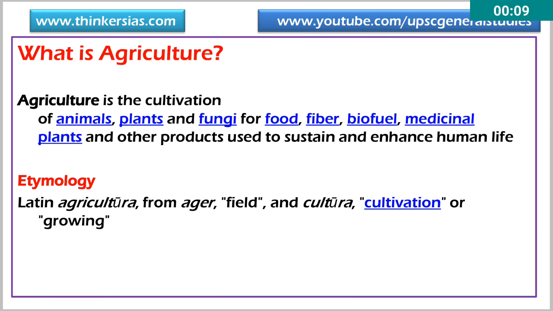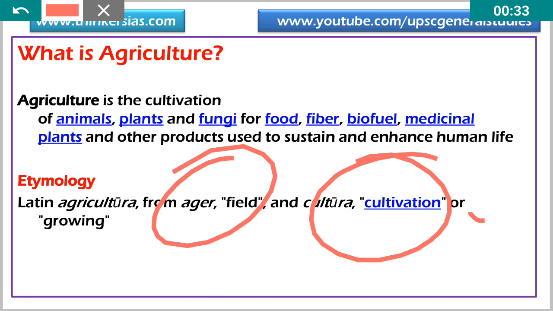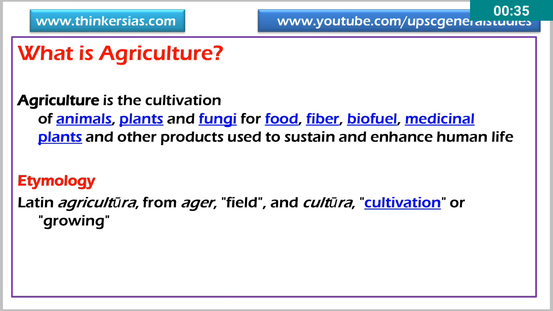Agriculture is the cultivation of plants, animals, and fungi for various purposes, including food, fiber, biofuels, and medicinal purposes. It is to enhance human life. If you look at the root of the word agriculture, it comes from a Latin word. Please remember, it comes from Latin. Agar means field and cultura means cultivation. That is field cultivation, that is agriculture, from the Latin word.